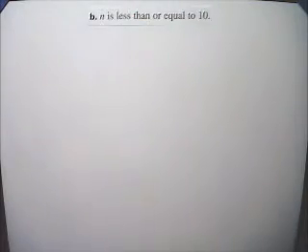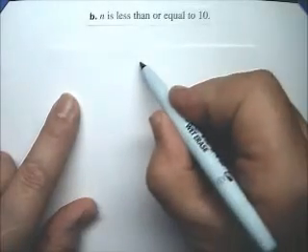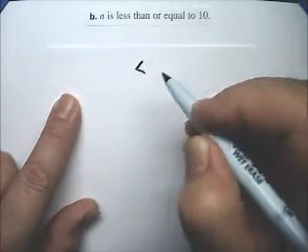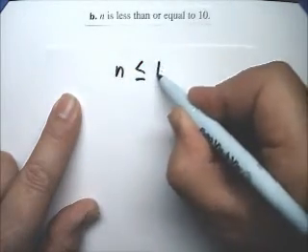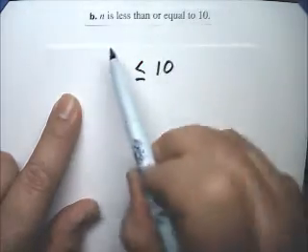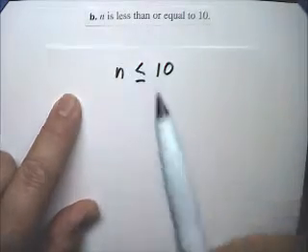Now, n is less than or equal to 10. So here's less than or equal to. It says n is the smaller number, the lesser number, so the small pointy side is toward the n, and the big side toward the 10.